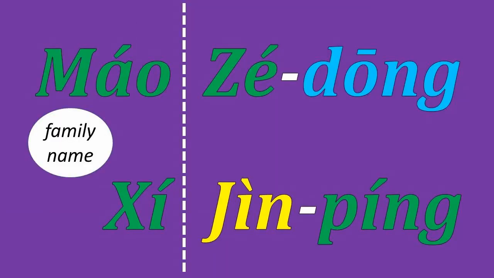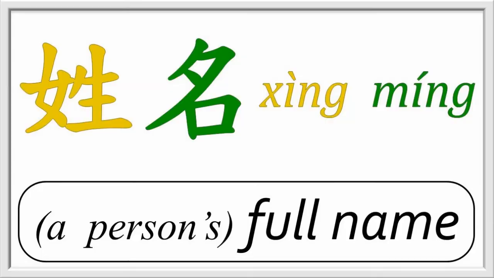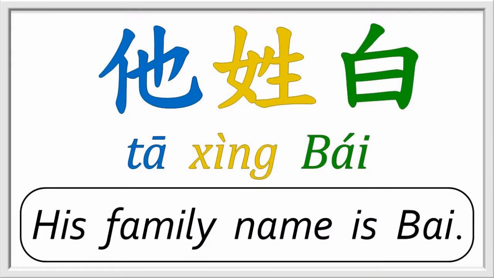Remember that in Chinese, the family name always appears first. So, Mao Zedong, surname, was Mao, and Xi Jinping's family name is Xi. This way of indicating a Chinese person's name, therefore, is family name plus given name. Xing Ming, Xing Ming. And to make an introduction in Mandarin, you would say, his surname is Bai, ta Xing Bai.